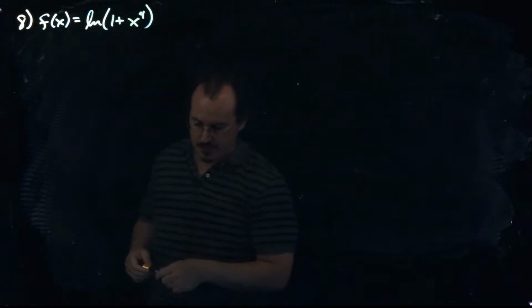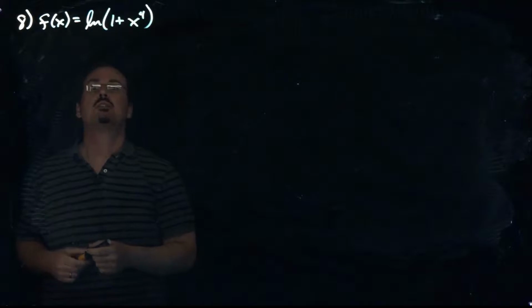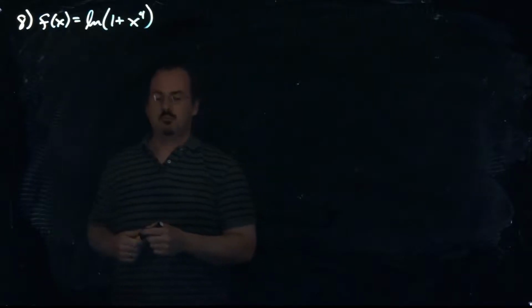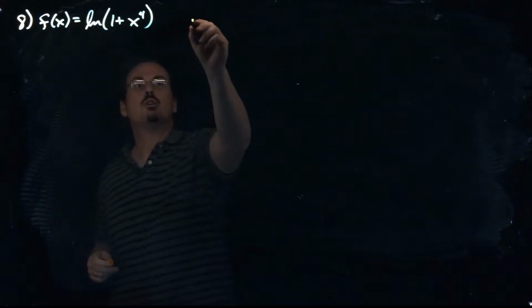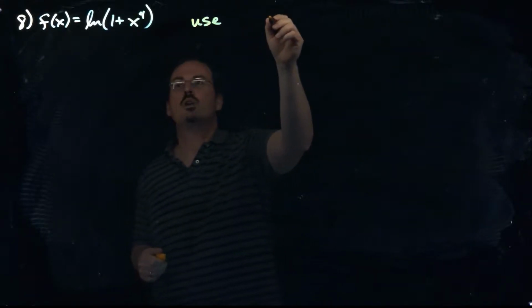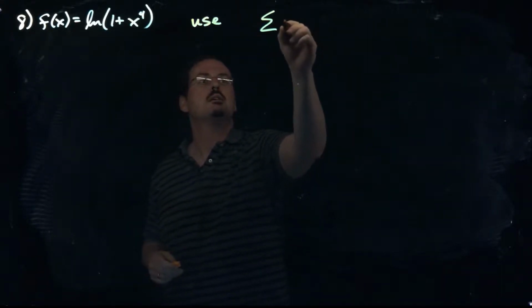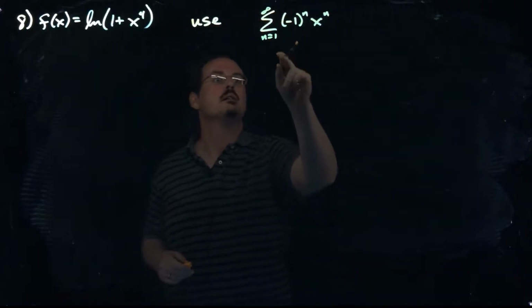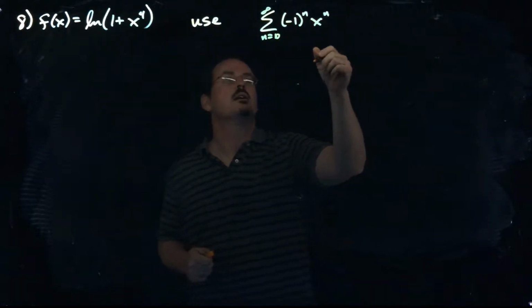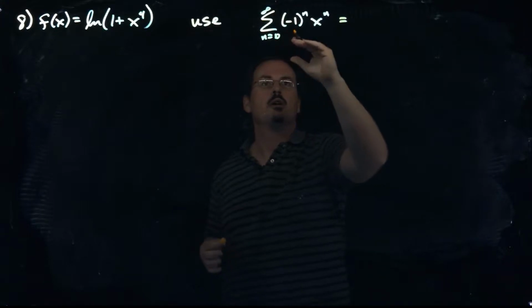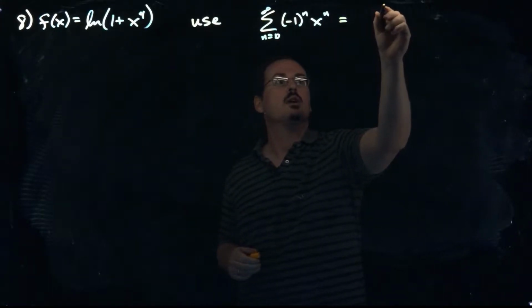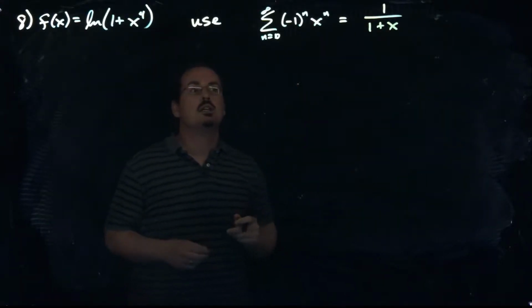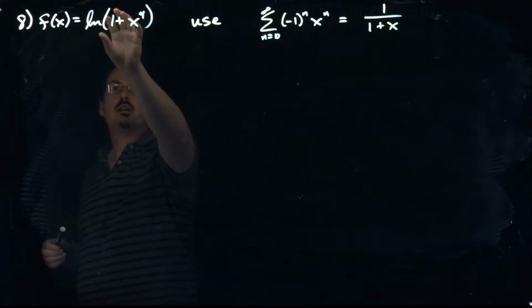Okay, for problem 8, we're asked to find a power series representation for this function, natural log of 1 plus x to the fourth. The way we're going to do this is we want to use the power series representation for 1 over 1 plus x. And that is this, as we've seen, the sum from n equals 0. If we remember from our geometric series, this is the same as 1 over 1 plus x.